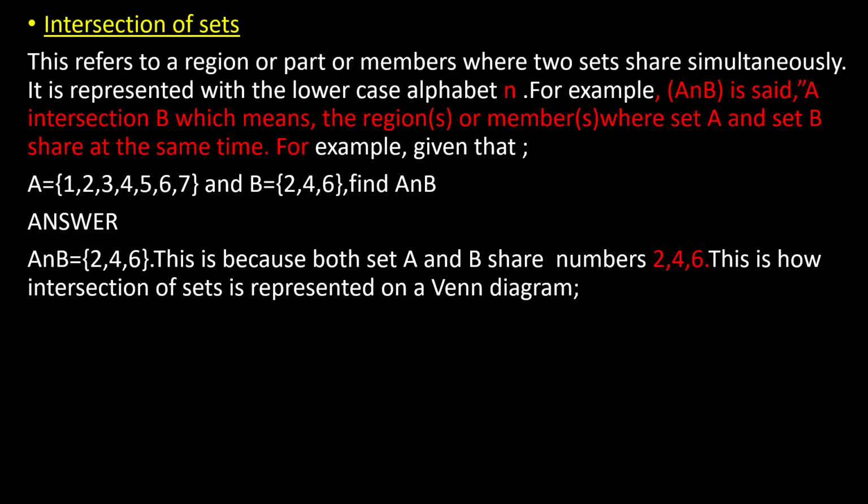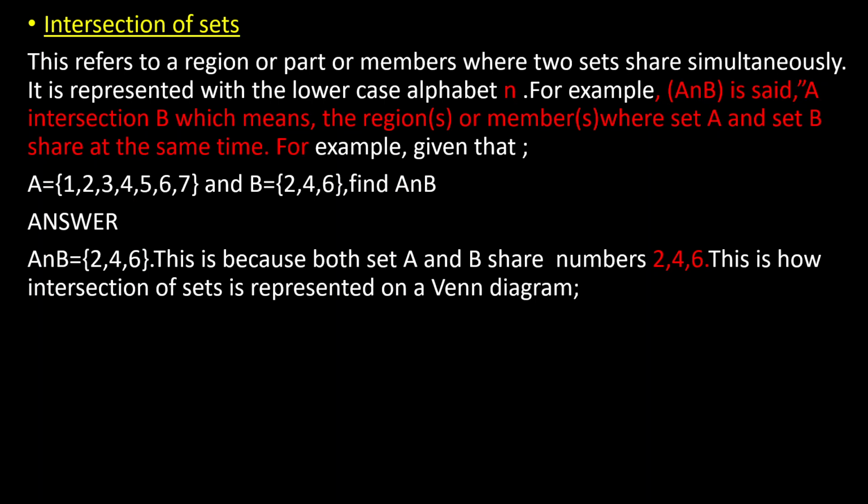For example, when you are given that A equals {1, 2, 3, 4, 5, 6, 7} and B equals {2, 4, 6}, find A intersection B. The answer will be the members of those two sets which appear in A and at the same time appear in B. So 1 appears in A but does not appear in B. 2 appears in A and also in B. So our first number will be 2. Let's move on to 3.